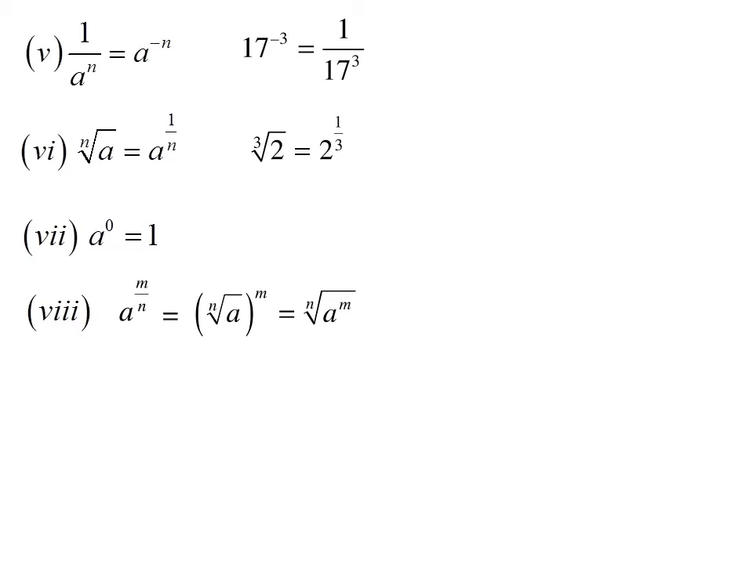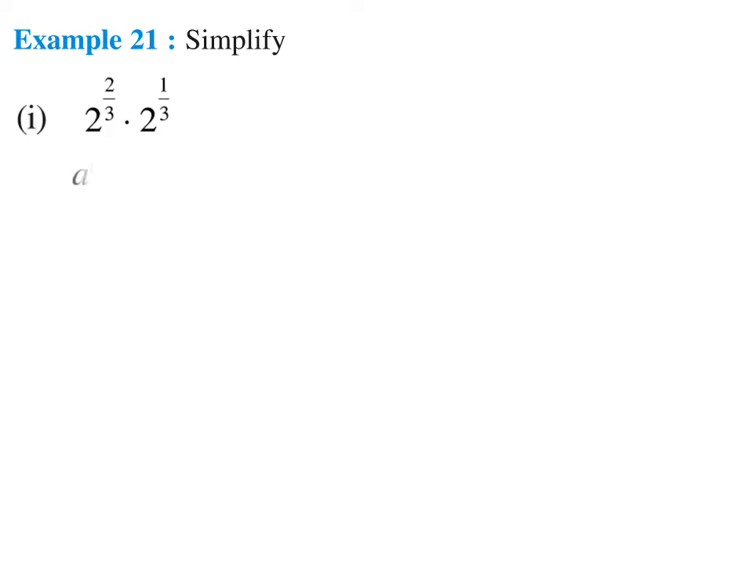Now let's look at some examples that we can solve. We are taking example number 21. Simplify the following. The first one is 2 to the power 2 by 3 into 2 to the power 1 by 3. Now which property can we apply? We will apply a to the power m into a to the power n equals a to the power m plus n, because we have the same base and different powers.